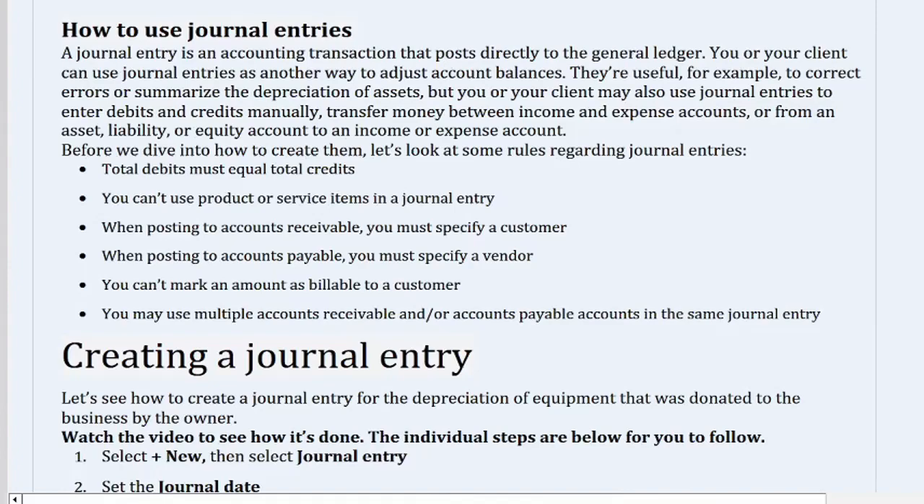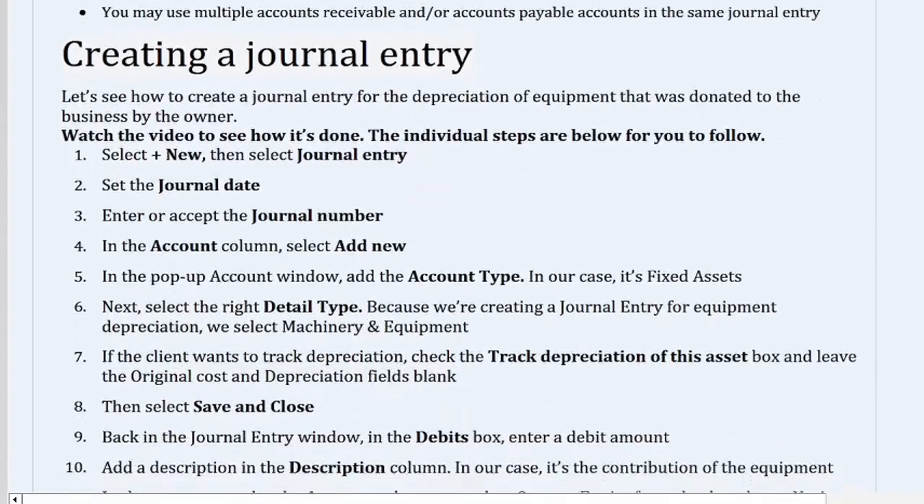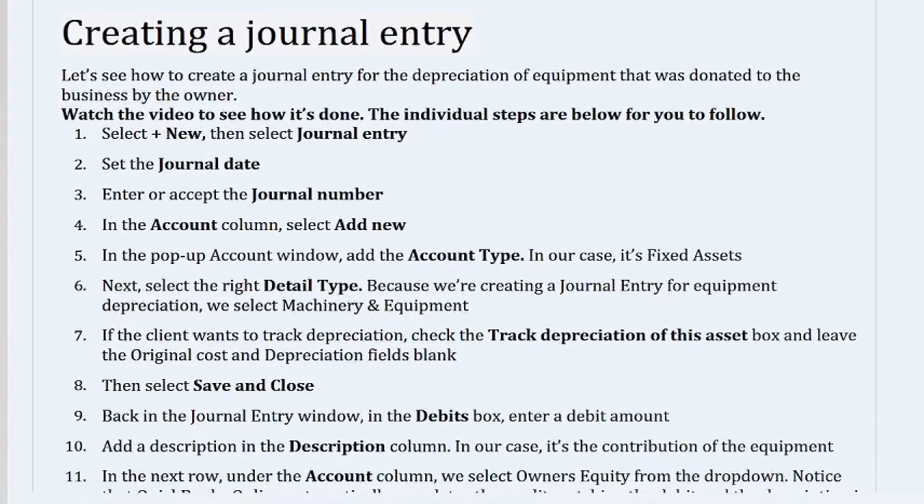Creating a journal entry. Let's see how to create a journal entry for the depreciation of equipment that was donated to the business by the owner. Select Plus New, then select Journal Entry. Set the journal date. Enter or accept the journal number. In the Account column, select Add New. In the pop-up Account window, add the account type. In our case, it's Fixed Assets.